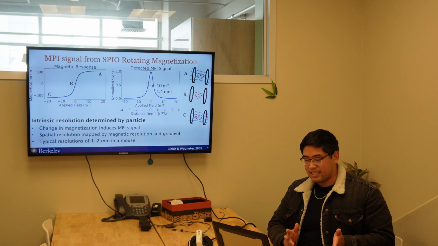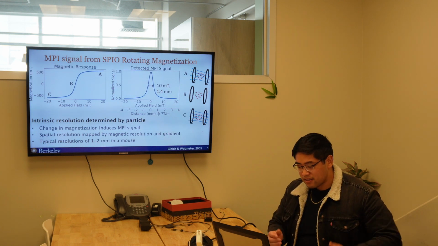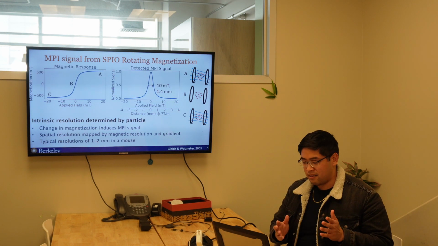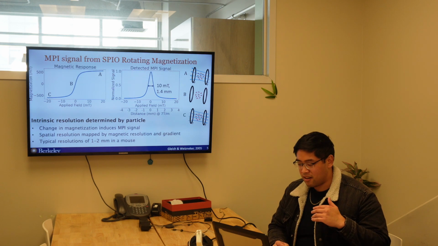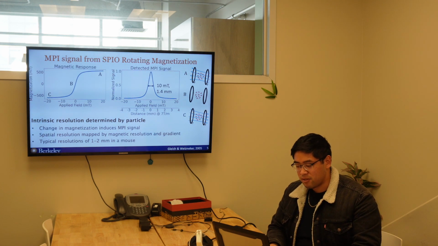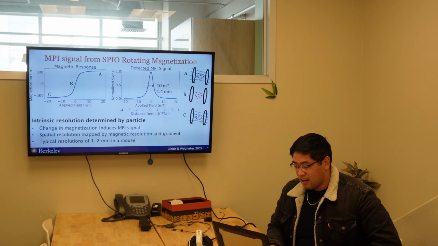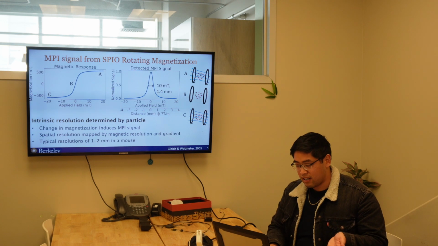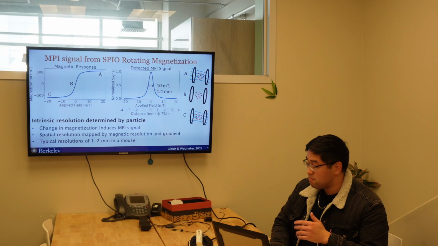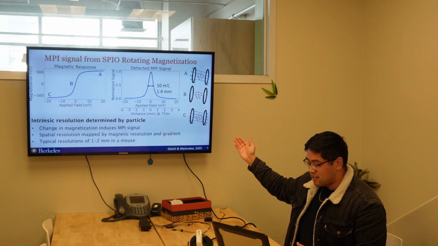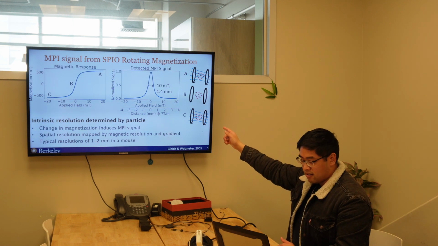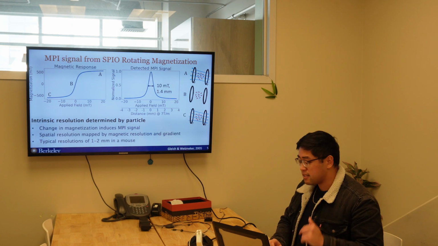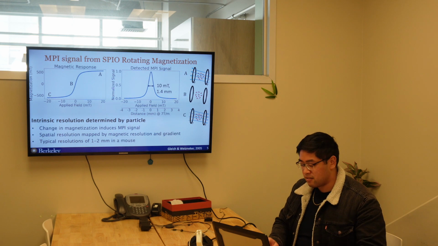So how do we detect a signal from these SPIO particles? The particles align strongly with an externally applied magnetic field, and a change in their magnetic moment creates a voltage signal detectable with a pickup coil using Faraday's law. The spatial resolution depends on the magnetic transition and the gradient. So for example, a 10 millitesla transition width is roughly 1.4 millimeters spatial resolution with a 7 Tesla per meter gradient. And we typically see resolutions of 1 to 2 millimeters in a mouse.